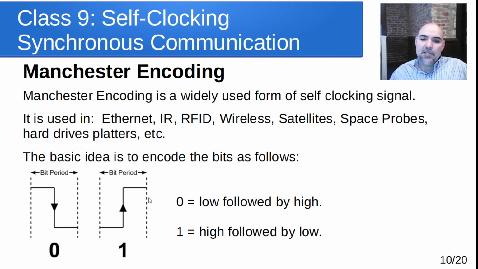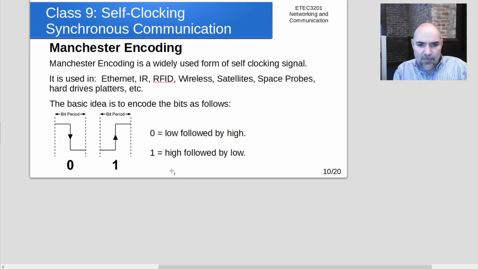But the idea is pretty simple. If you have a logic 0, it looks like this. High followed by a low. If you have a logic 1, it's low followed by a high. So they're just inversions of one another. So 0 is a... actually, I think I wrote that backwards there. Let me fix that.